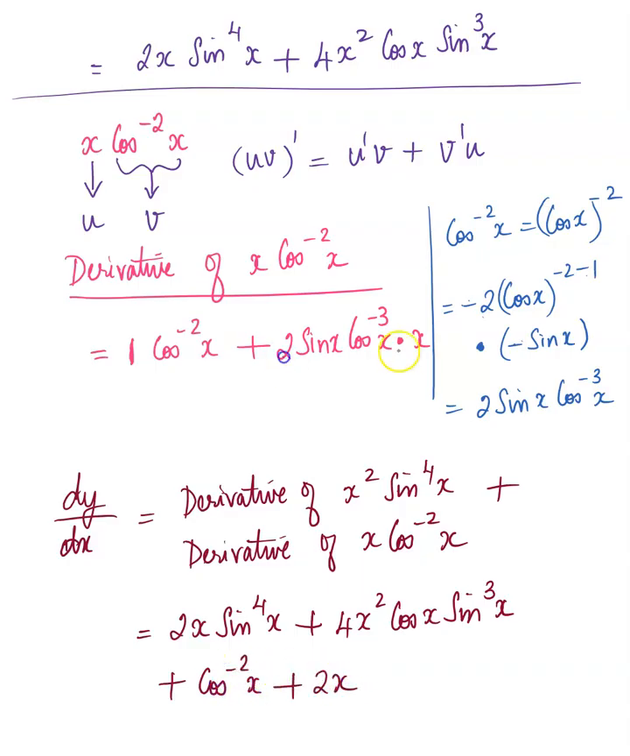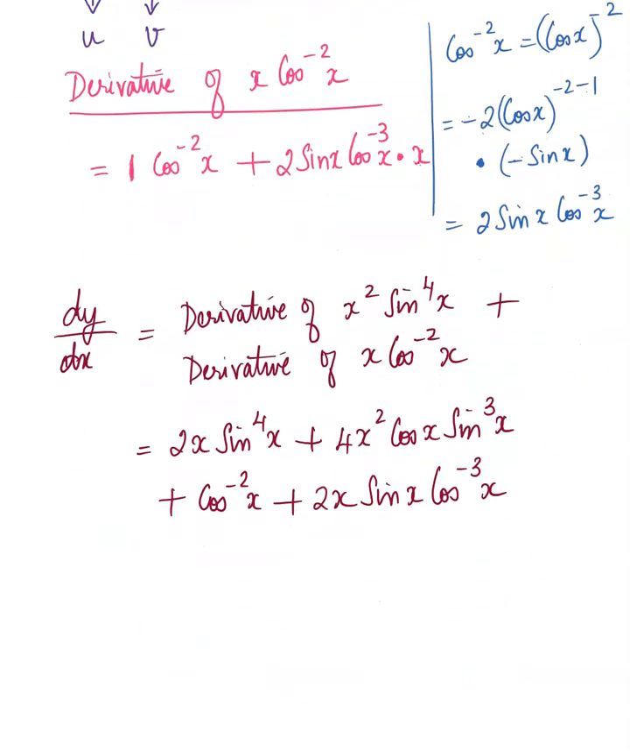Two and the x, I'm going to bring this 2 and this x in the front. Sine x cosine negative 3x. u prime v plus v prime u. So remember to multiply by the times x in the end. And so this will be your answer. Actually, it looks complicated again, but you have actually found the derivative here.